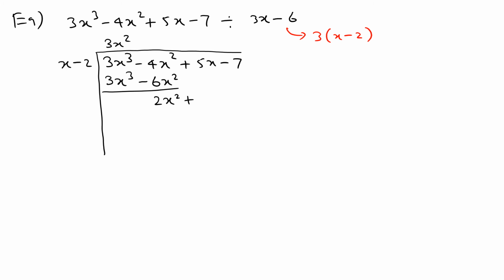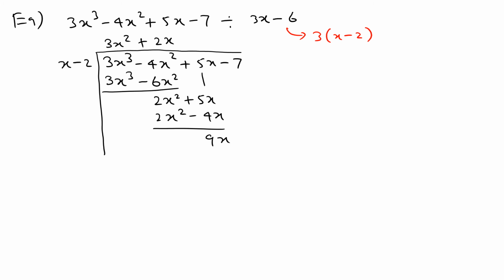Move the number down, 5x. Again, think what is missing. You can see 2x is missing. So when you multiply, you get 2x squared minus 4x. Change the sign and add, so you get 9x.